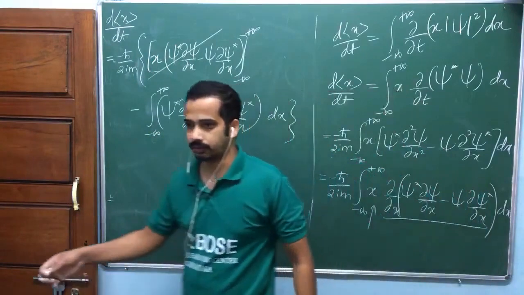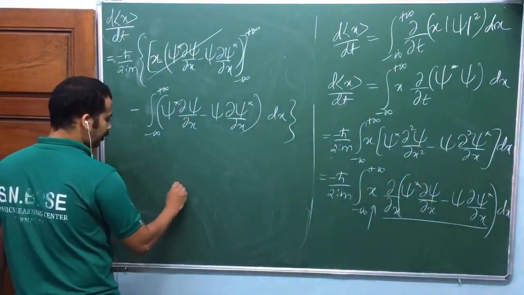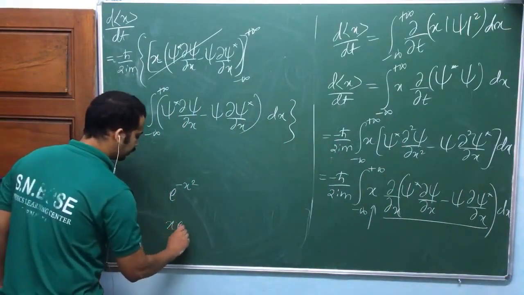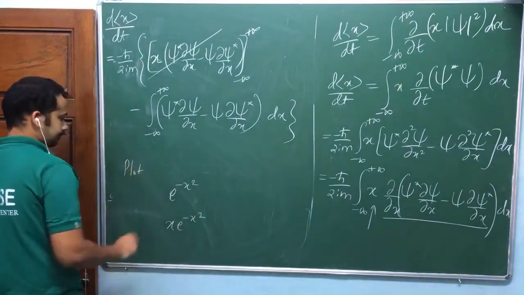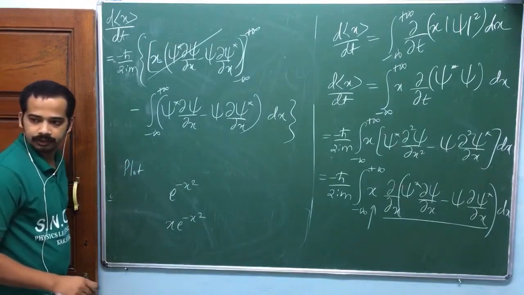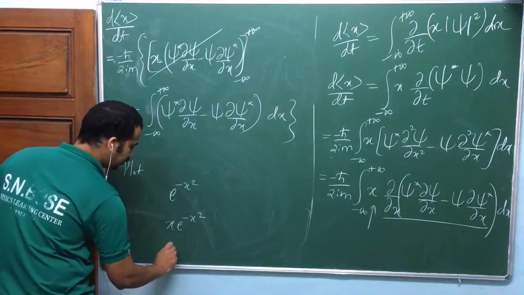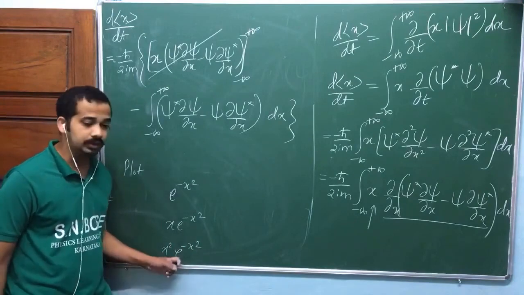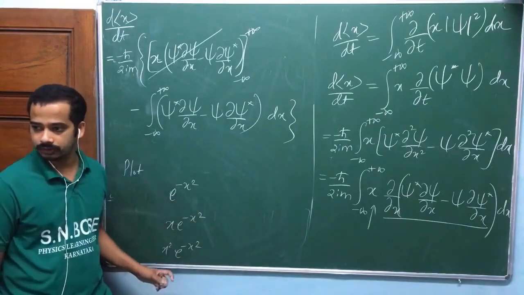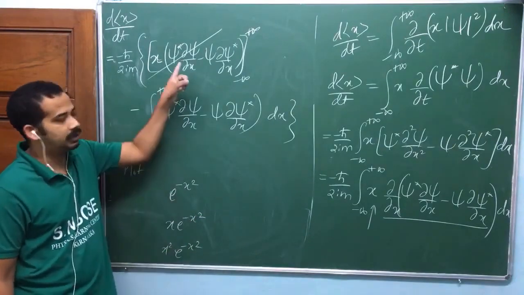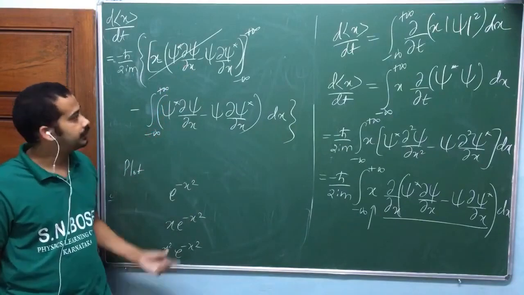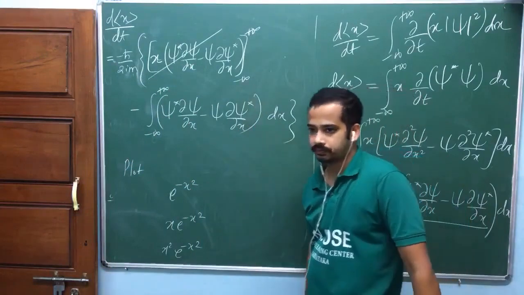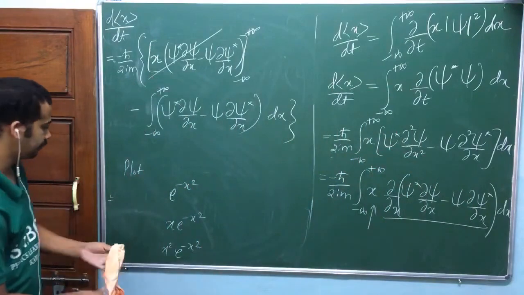Look at here. You should plot this one. e power minus x square. What will happen? It will go to 0 as x tends to plus or minus infinity. So what is x into e power minus x square? So plot this one. x into e power minus x square. x square into e power minus x square. So plot this one. Even though you have x square which goes to infinity as x tends to infinity, this is the dominating term. It will drag that one to 0 actually. So plot these three, you will understand. This kind of situation will happen. That's what I'm saying here. So that's why that term is 0.